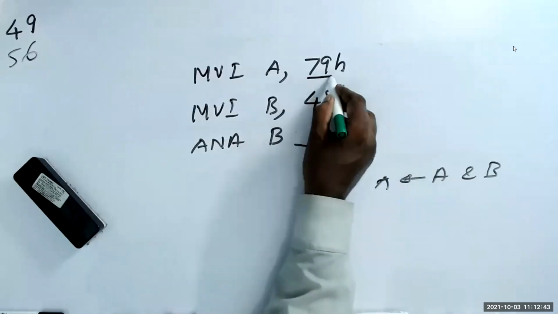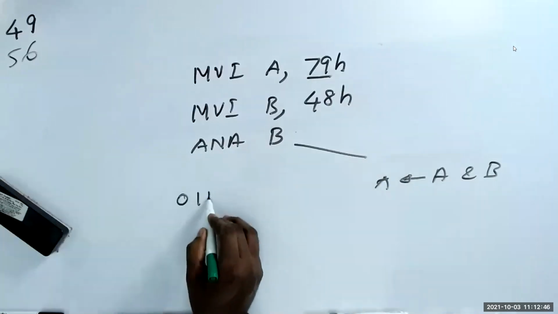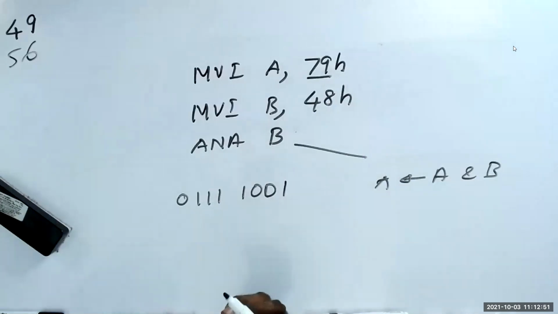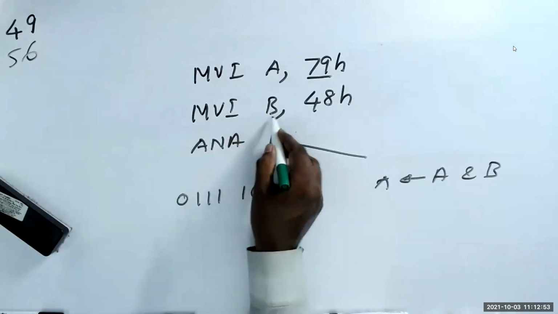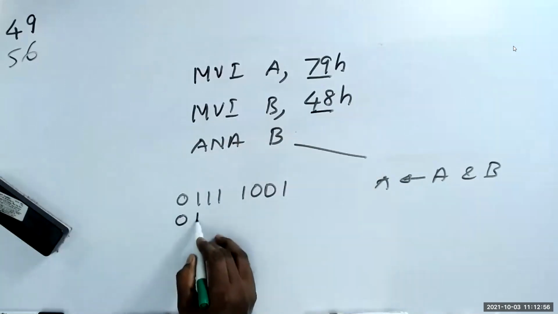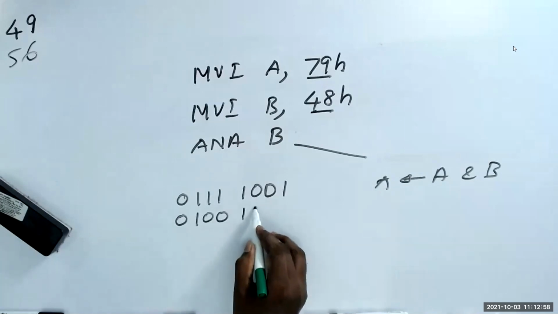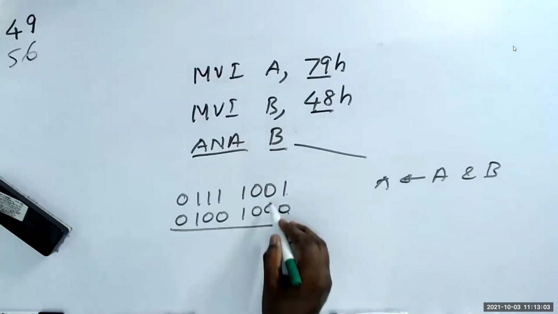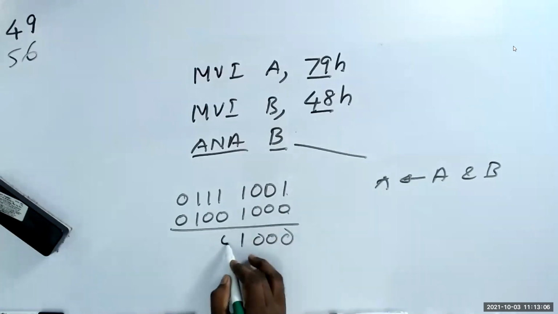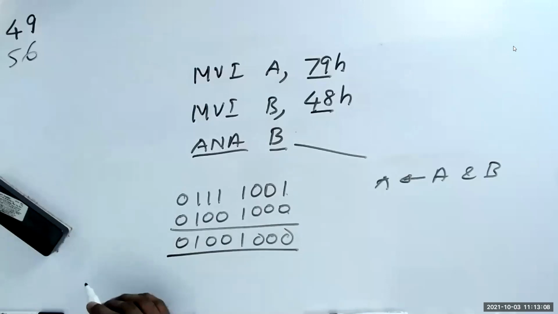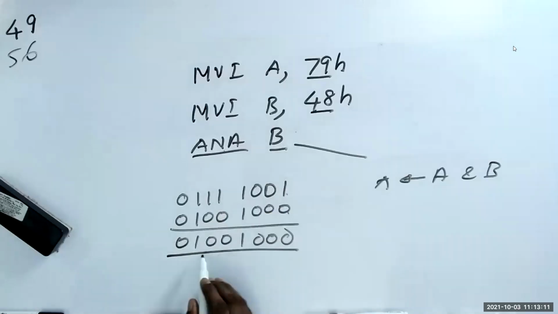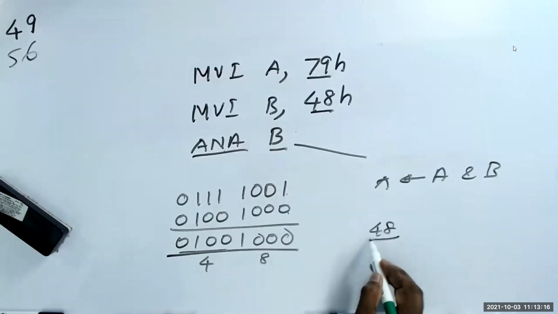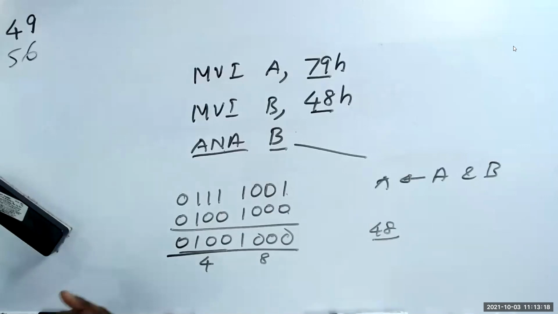Now, what is A? 79. 0111 1001. And B, 48. 0100 1000. Then ANDing them gives 0100 1000. So the result in A will be 48. That will be the result in your accumulator A.